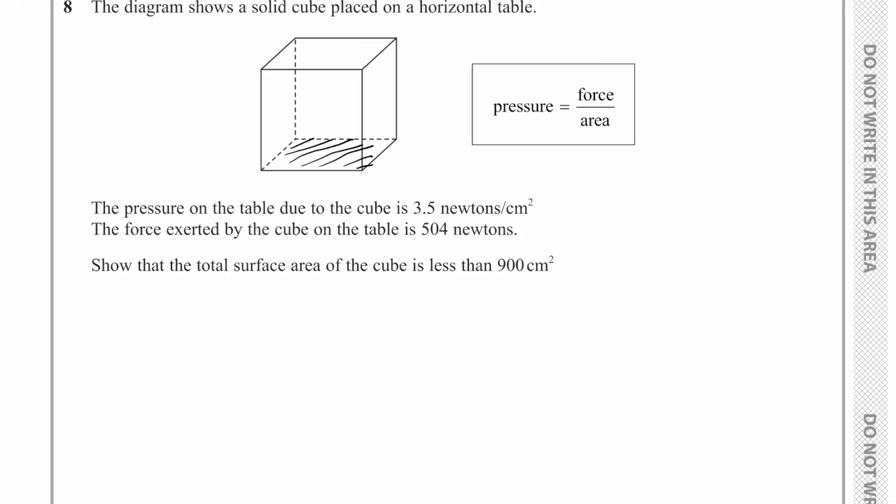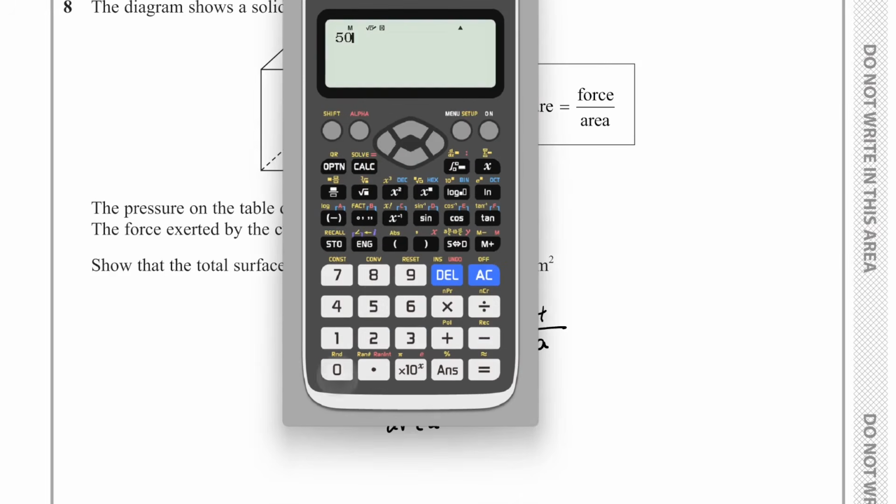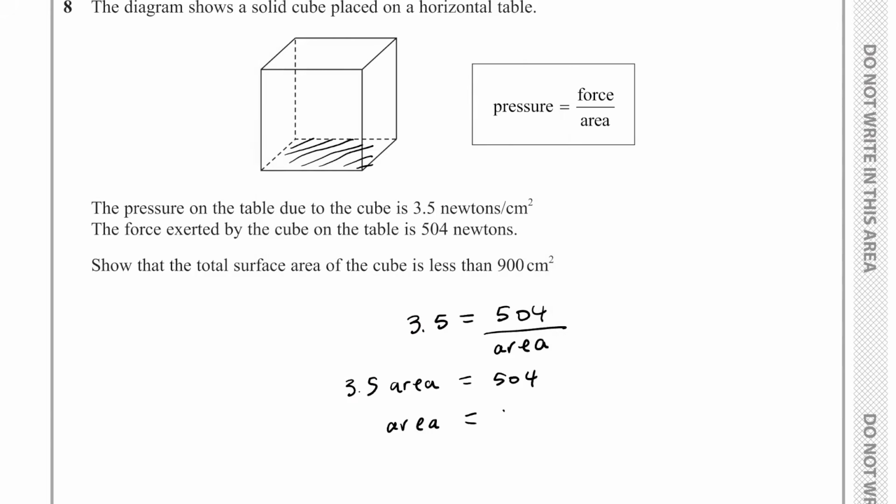Pressure equals force over area. So 3.5 equals 504 over area. Times by the area. So 3.5 times the area equals 504. So the area is 504 divided by 3.5, which is 144 centimetres squared. So that's the area of the base.